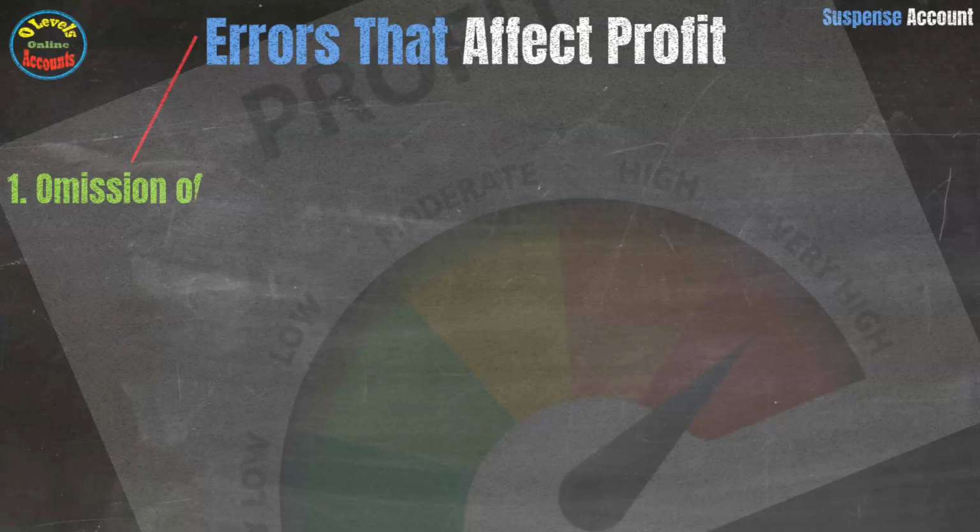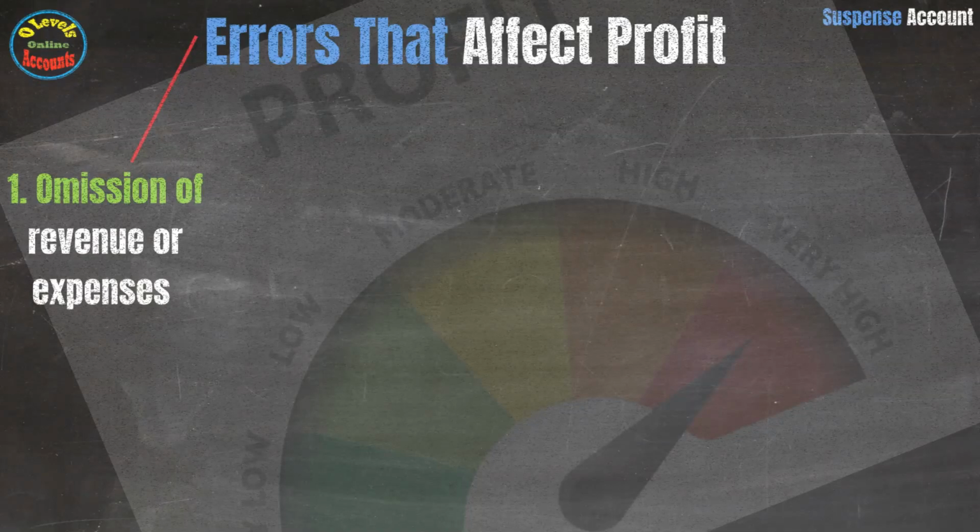Number 1, errors of omission affecting revenue or expenses. These occur when a transaction involving revenue or expenses is completely left out of the accounting records. When either revenue is omitted or expenses are not recorded, it directly impacts profit.